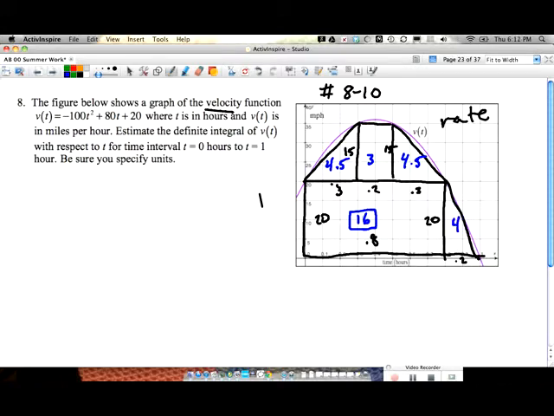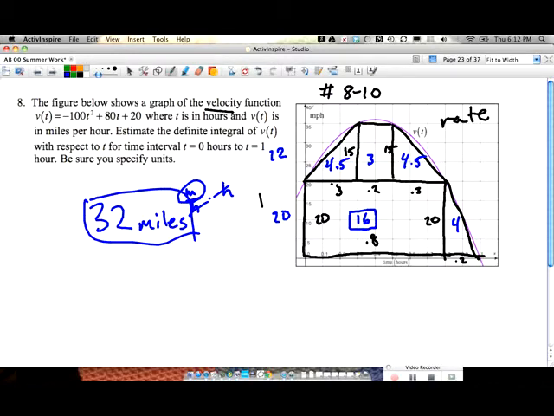So we've got 16 plus 4, that's 20. 4.5, 4.5, that's 9, and 3, that's 12. So up top we've got 12, down bottom we've got 20. Put those together, and it looks like we've got 32. Now we were multiplying miles per hour times hours, which gives us miles. So this is really miles here.